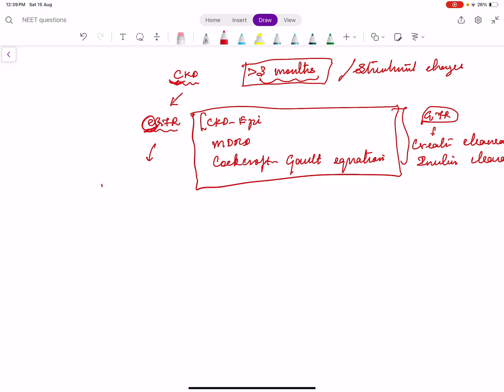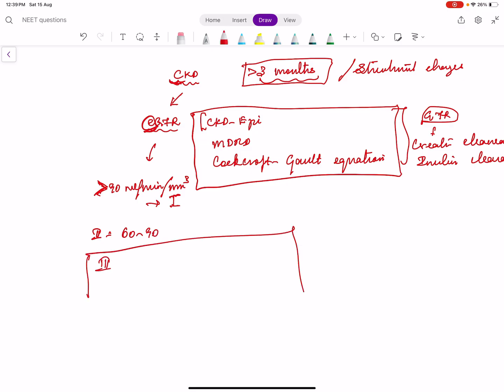So if the estimated GFR is more than 90 ml per minute per 1.73 meter squared, it is normal, or in other words it is CKD stage 1. The normal GFR is also more than 90, but CKD1 is also more than 90, because in the early stage there will be compensatory hyperfiltration. So filtration will not be affected even in CKD. CKD2 it will be 60 to 90.